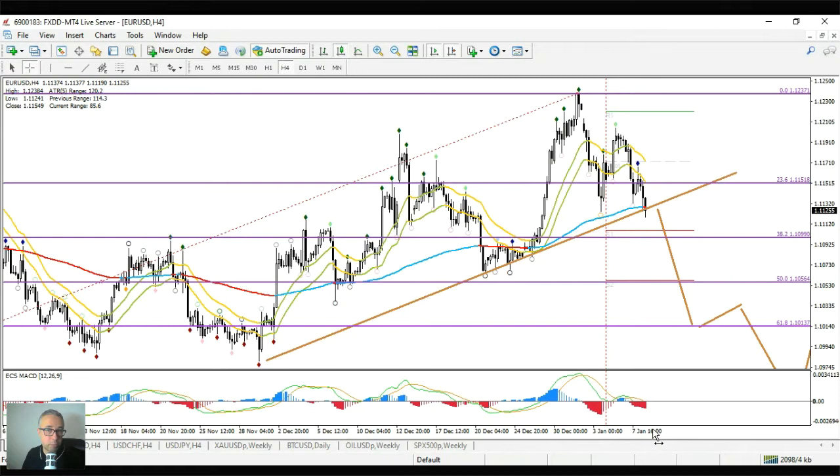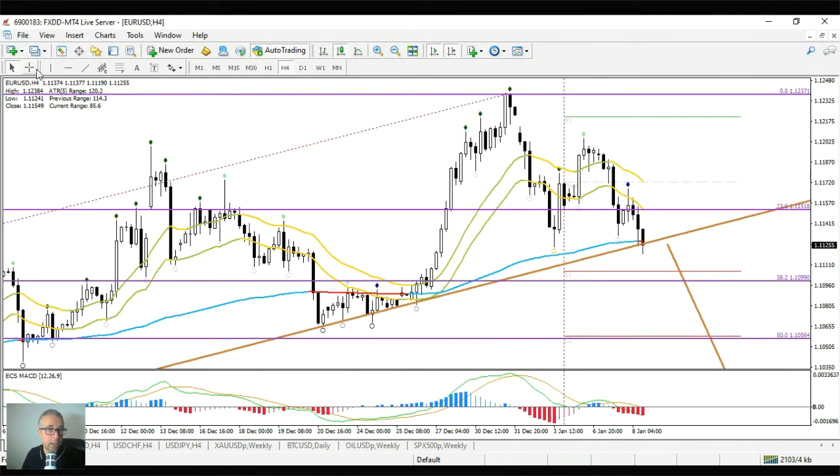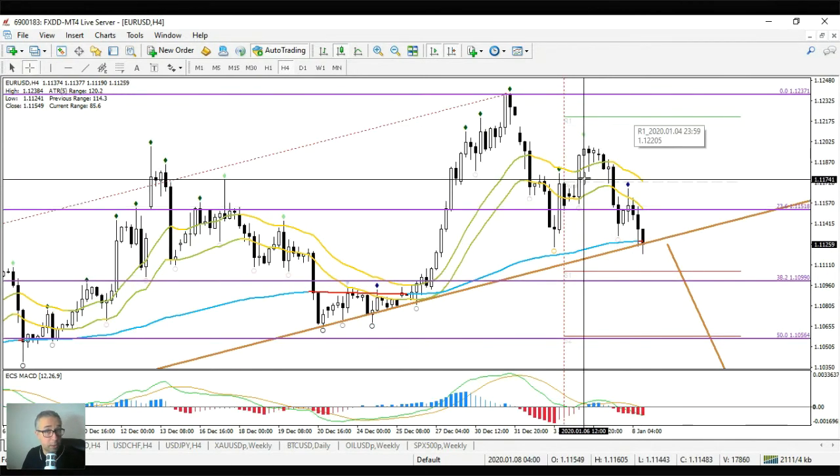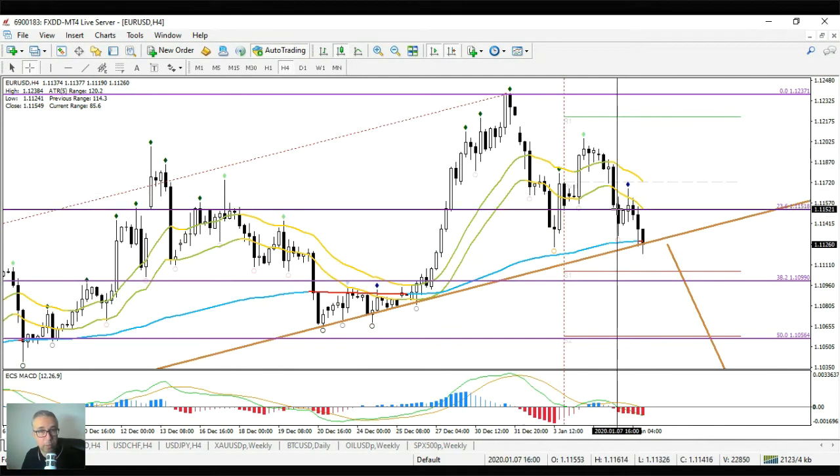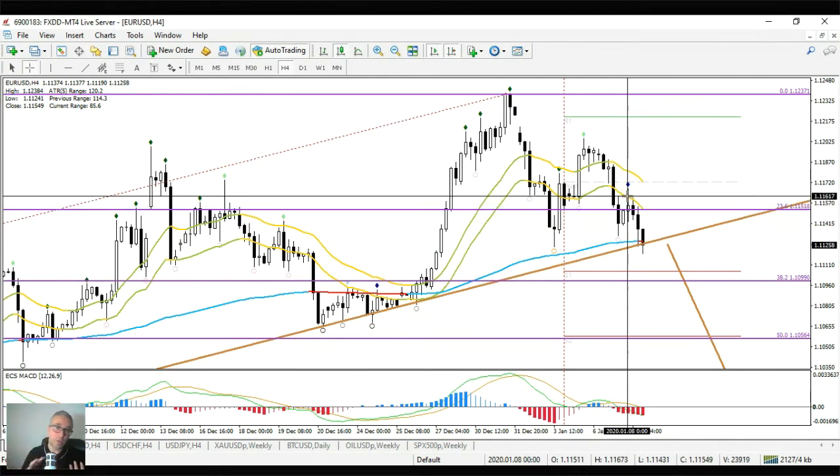So rather than a break, pullback, continuation, we got a break above the 20 EMA and a re-break below the 20 EMA. So odds are now shifting, in my view at least, to down in dollar strength based on these moving averages and price patterns, fractal patterns.